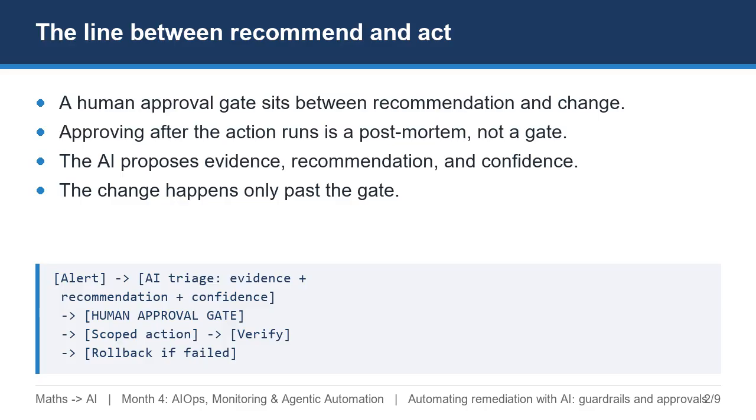Here's the core architecture. The non-negotiable rule from Lesson 1 returns. Now, as a design, a human approval gate sits between the AI's recommendation and any consequential change. Approving after the action has already run isn't a gate, it's a postmortem. So the flow is: alert, then AI triage producing evidence, recommendation, and confidence, then the human approval gate, and only past that gate does the scoped action run, followed by verification and rollback if needed.